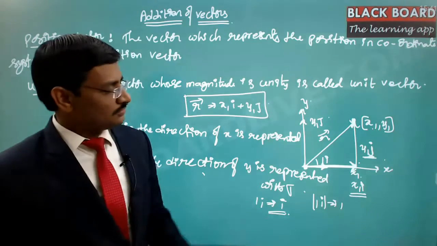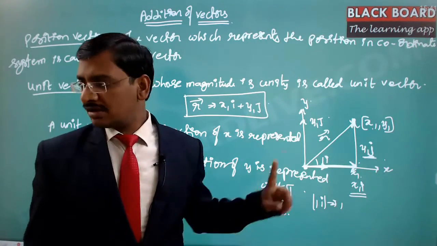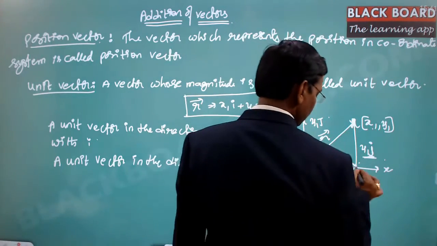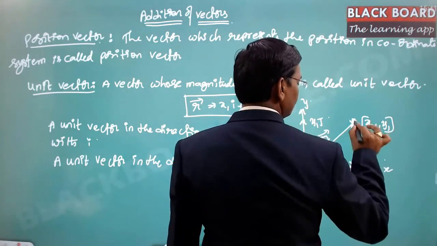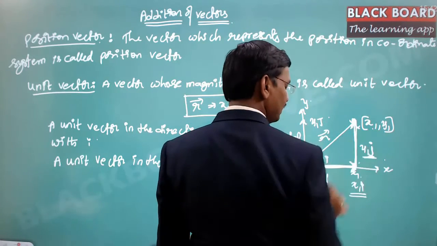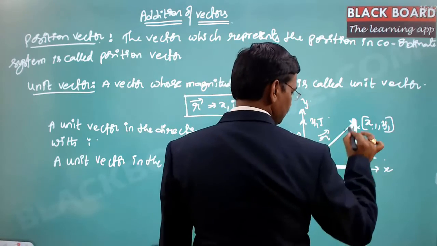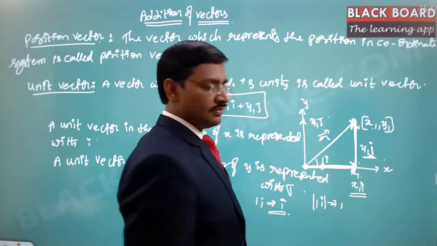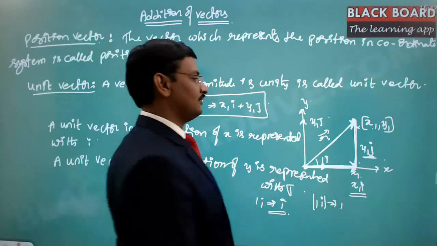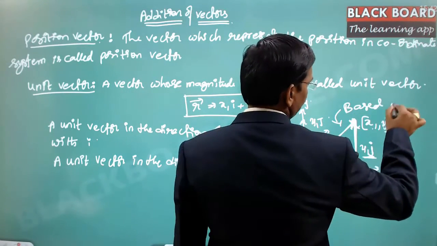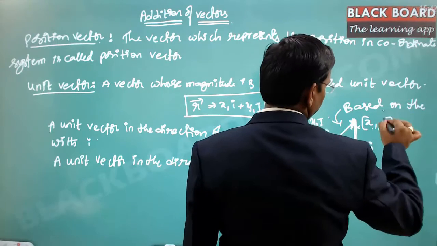Now if you notice, you are adding two different vectors with the help of the triangular law of vector addition. That means this is one vector and this is another vector. So these two vectors we are adding together. If you add this vector and this vector, you are going to get this resultant vector. So this is based on the triangular law of vector addition.